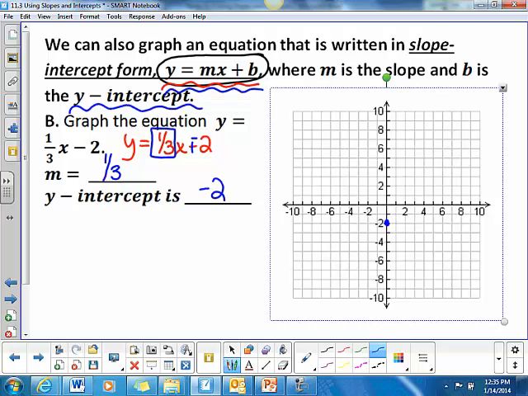And then I have a slope of 1/3. Remember that slope is the same thing as rise over run. So if I have a slope of 1/3, that means I'm going to go up 1 unit and then to the right 3. Put a point. Up 1 unit, to the right 3. Put a point. Up 1 unit, to the right 3. Put a point. I'm going to just connect my dots.